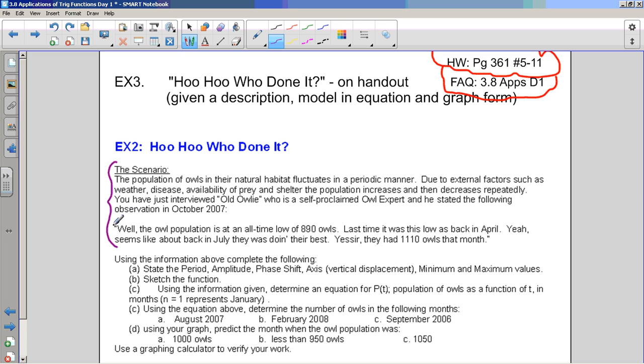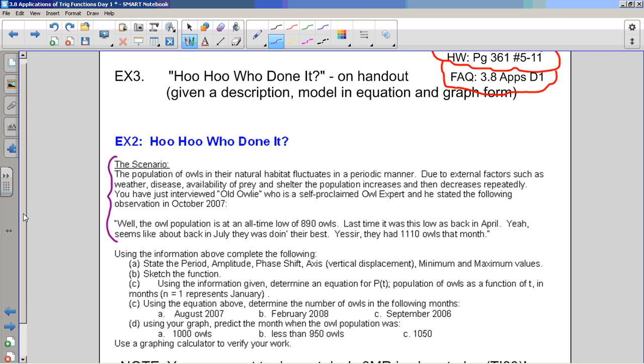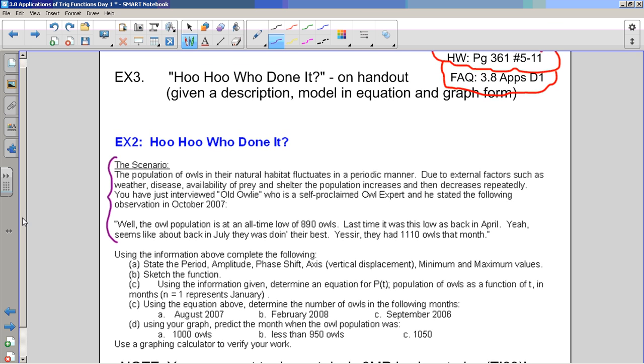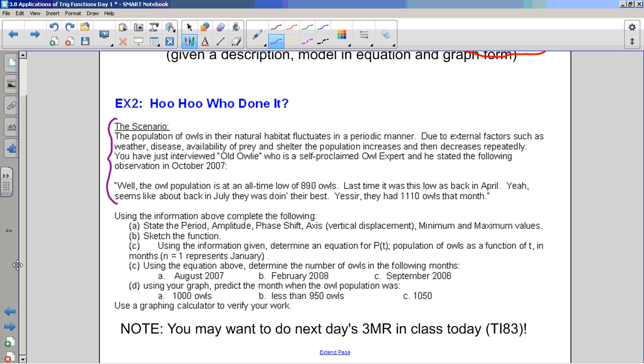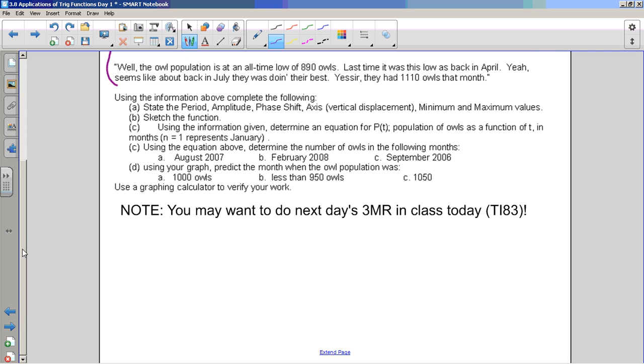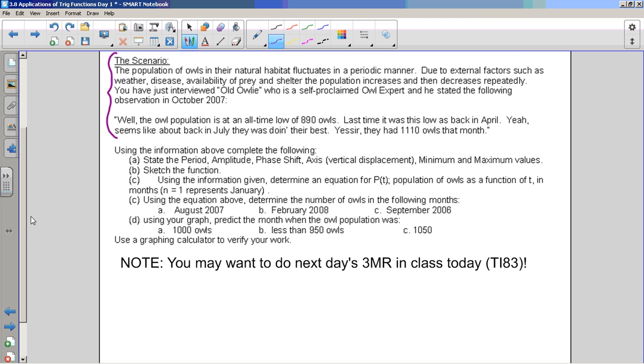And again, pause the video and read it, okay? Because I'm going to answer it here shortly. So pause the video and read it if you haven't read it. All right, off we go. A, state the period, amplitude, phase shift. Again, I'm going to do this together. A and B I'm going to do together, and I'm just going to sketch it all in one shot here.